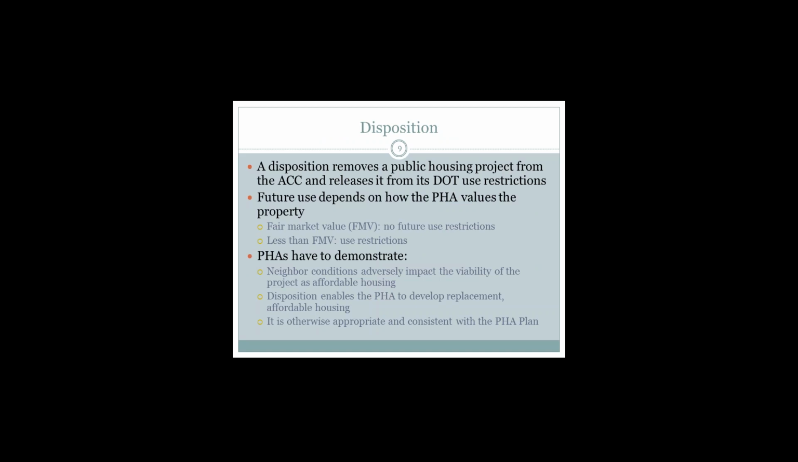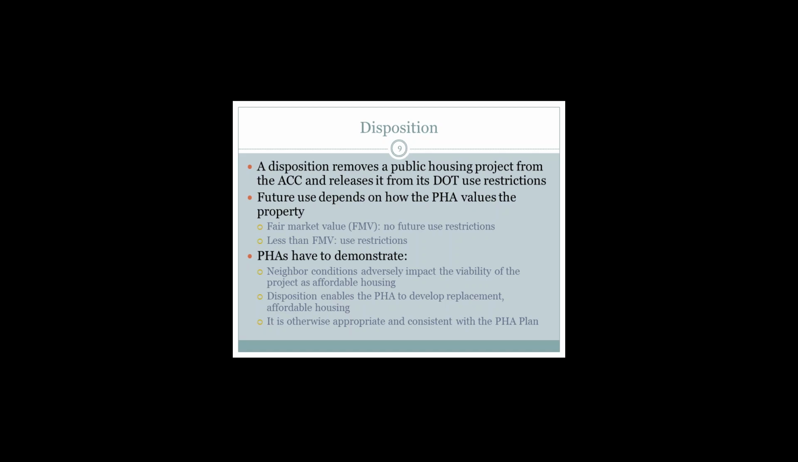So our first slide deals with disposition. Pretty much it's pretty straightforward that when they say disposition, it removes a public housing project from the ACC, and releases it from the DOT. Don't get confused by that. The disposition itself, the site gives permission for them to do those things. That's really something, a function of the ACC and the DOT. These are two important documents.